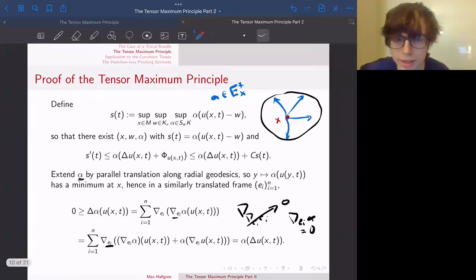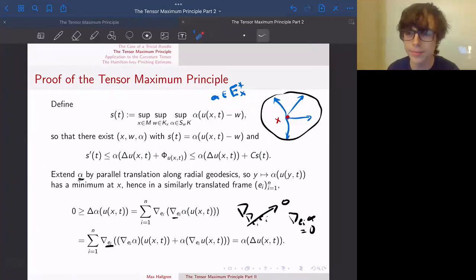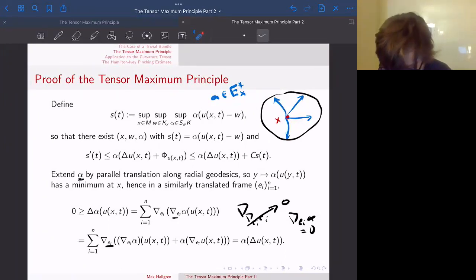Okay, are there any questions about this before we go on to the next section? Okay, so yeah, the proof isn't that much different than the trivial bundle case.